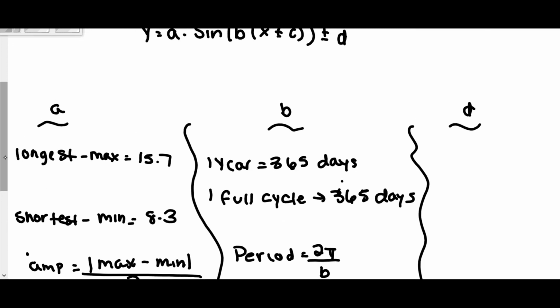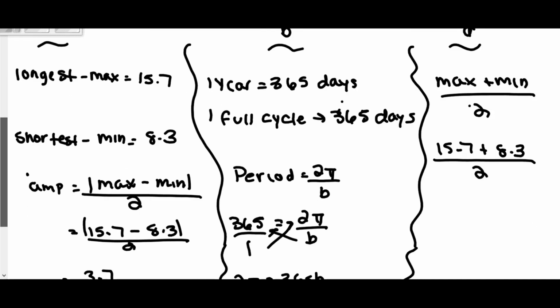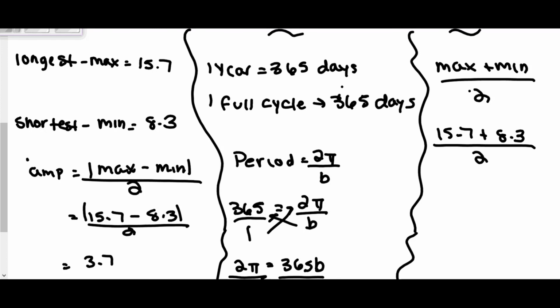So, to find the vertical shift, we need to know what our max value is and what our min value is, because we have a formula. Vertical shift is max plus min over 2. It's the average of our max value and our minimum value. It's the middle of our max value and our minimum value. So 15.7 plus 8.3 over 2. And we get that our vertical shift is 12. So our D value is 12.